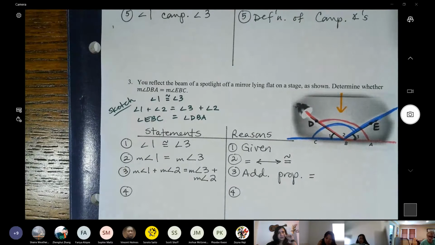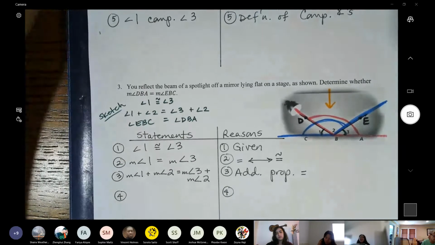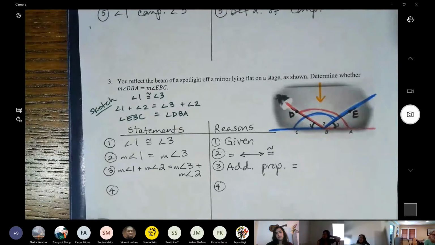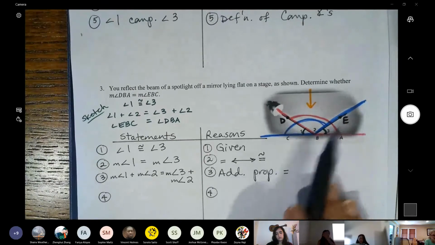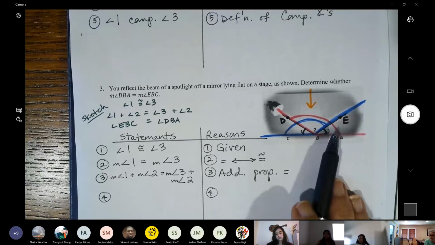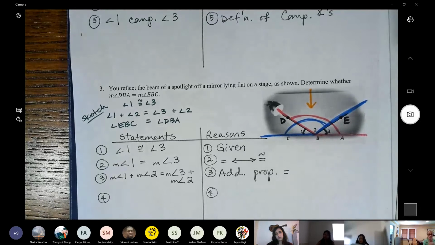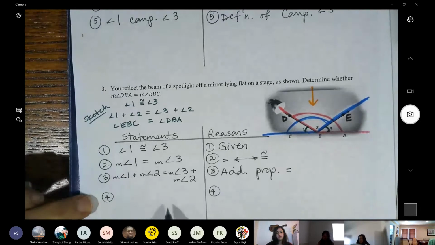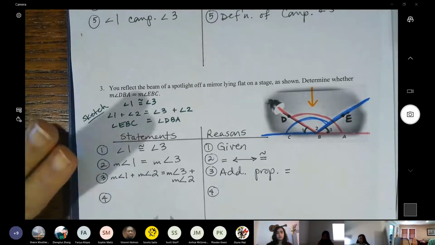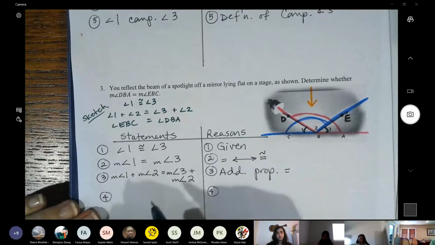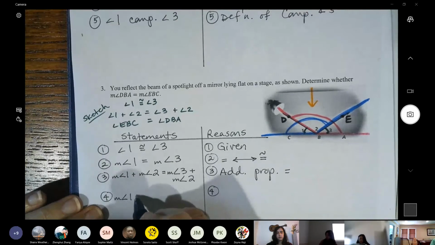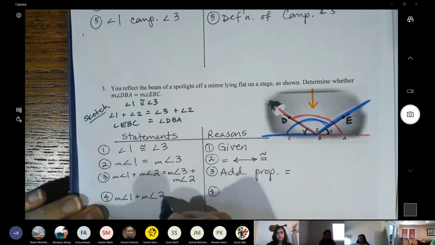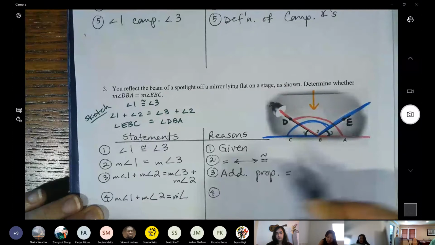Now we need to state formally what the pink angle is and what the purple angle is before we can say they're equal. So on this next line, you're going to write two things. First of all, the measure of angle 1 plus the measure of angle 2 is equal to the measure of angle EBC.